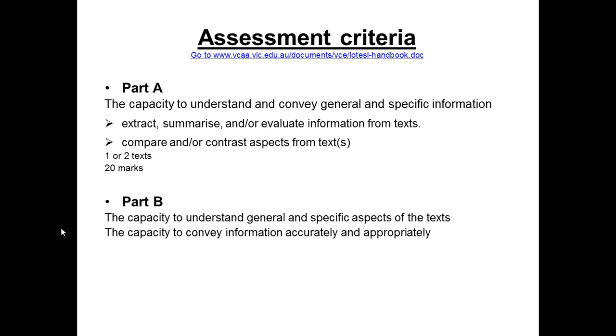Part B has two criteria, the capacity to understand general and specific aspects of the texts and the capacity to convey information accurately and appropriately, which means that you will also be marked in the language component. You will be asked to respond in the language to information provided. You might have one or two texts, and the mark allocation is 10 marks.